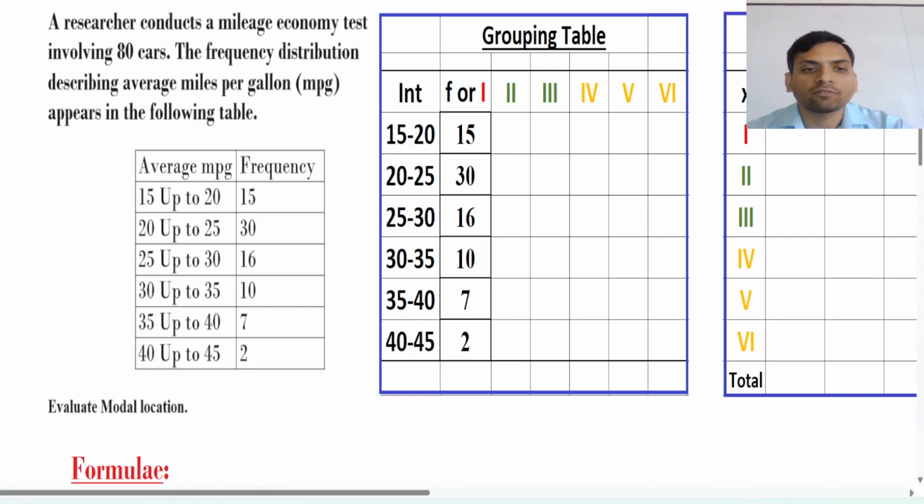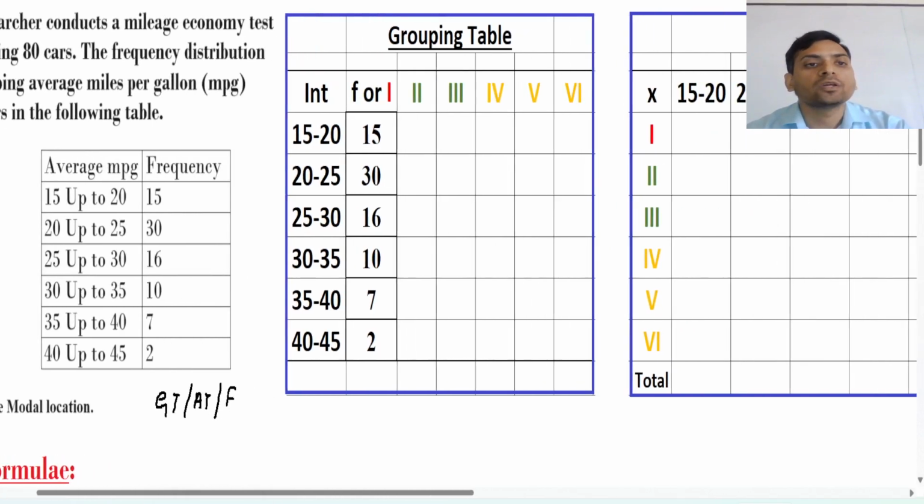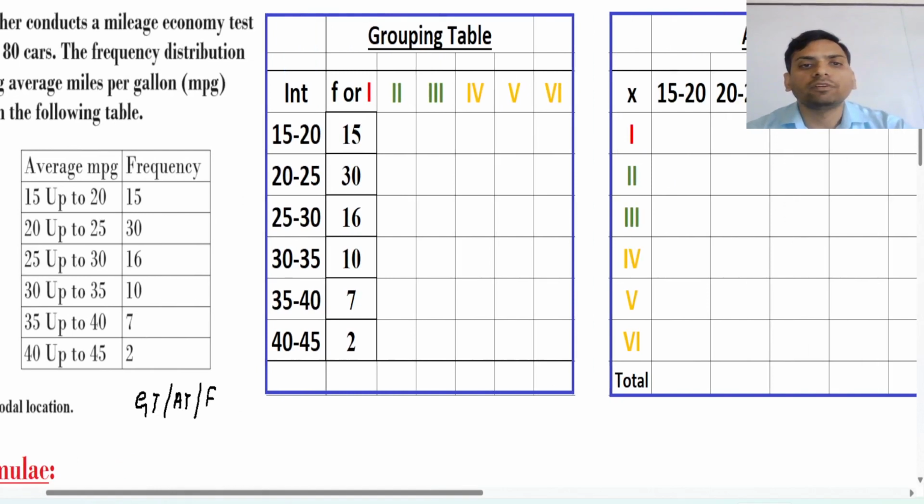So for this, first task is what? First we will prepare grouping table, second we will prepare analysis table, and then we will apply formula, as this is case of continuous type of data. So grouping table 15 to 20, these are intervals 15 to 20, 20 to 25 and so on, and this is first frequency column, and we can say original frequency of first column. Now we will prepare grouping table.